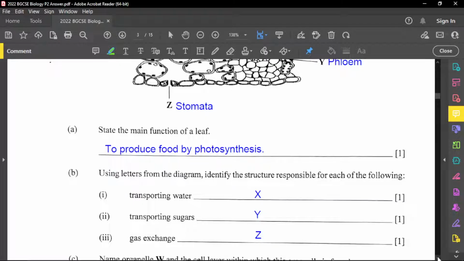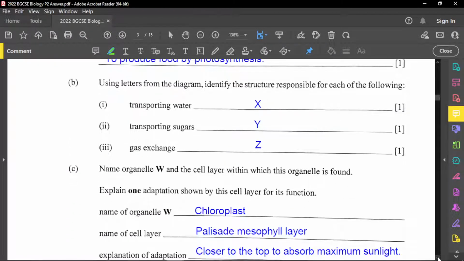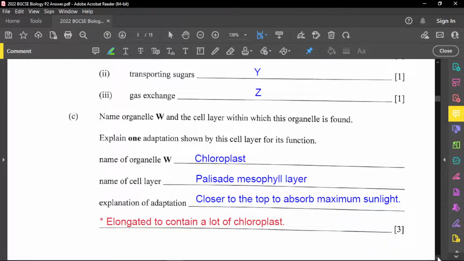And for gaseous exchange is the stomata, and that is Z. All right, for part C of this question, it's to name organelle W and the cell layer within which this organelle is found.